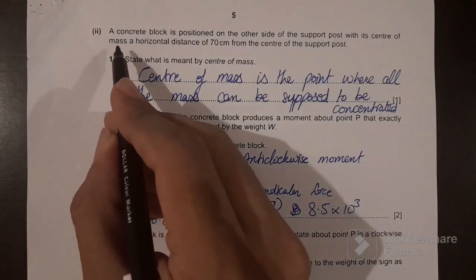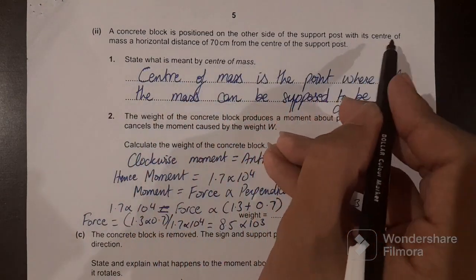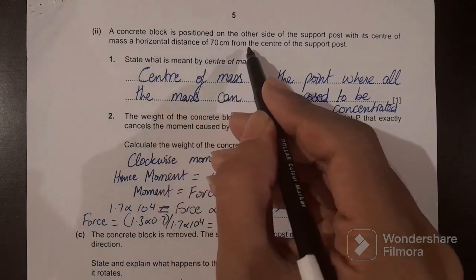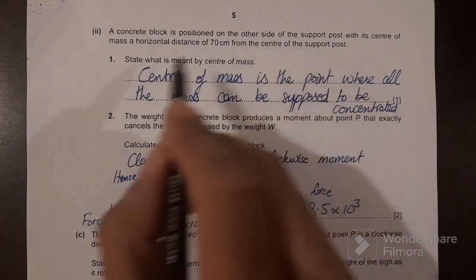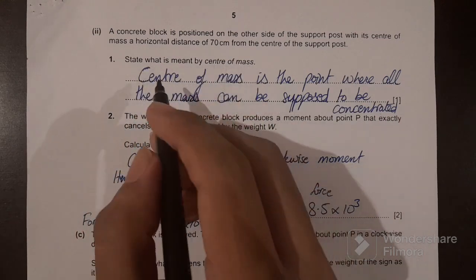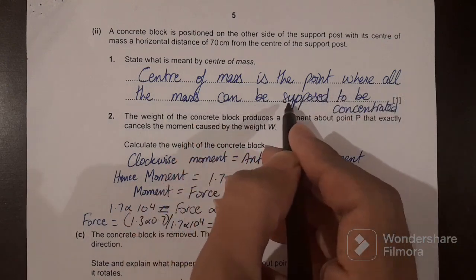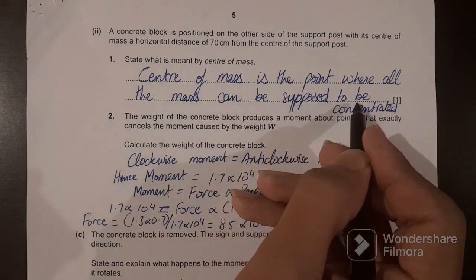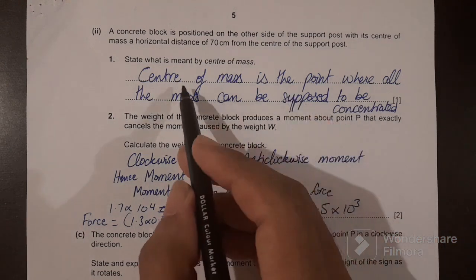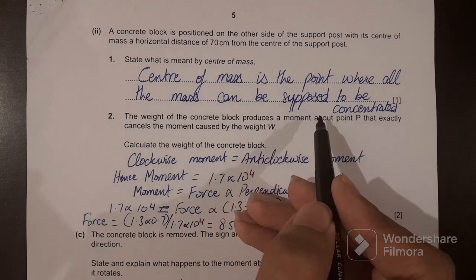Part 2 states a concrete block is positioned on the other side of the support post with a center of mass a horizontal distance of 70 cm from the center of the support post. One: state what is meant by the center of mass. Center of mass is the point where all the mass can be considered to be concentrated. So all the mass should be considered to be at a concentrated location.